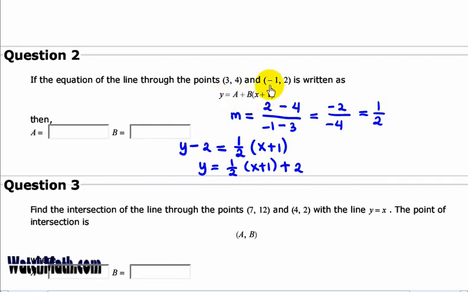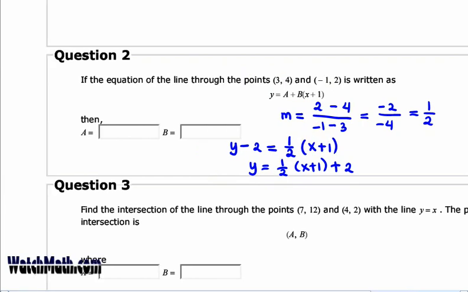So if we compare the equation of this line and this line, we can conclude that a must be equal to 2 and b is equal to 1/2.